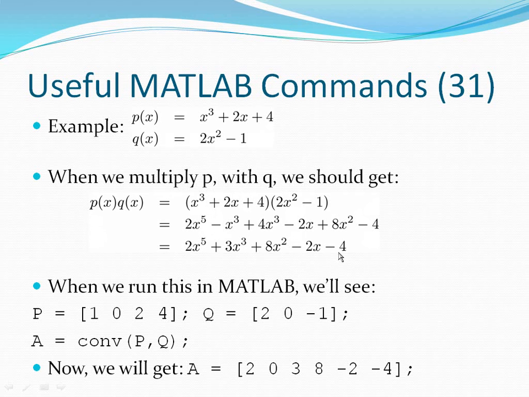If you run this in MATLAB, you'll create an array of coefficients. So you'll have 1, and then there's no x squared term, you have 2 and 4. And then you have 2x squared, there's no x term, you have -1. And then when you do the convolution of p and q, this is what you'd get. You have 2x^5, there's no x^4 term, you have 3x cubed, 8x squared, -2x, and then -4. So remember, there's no x to the 4 term, so this is pretty accurate.